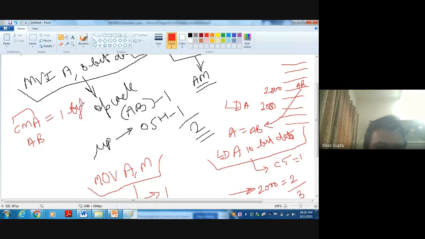Here, the microprocessor has nothing to do other than complementing the content of the accumulator. So whatever content is in the accumulator, let's say AB, it will be complemented. Once the complement is found, the data will again go into the accumulator. So the size of this instruction is 1 byte.